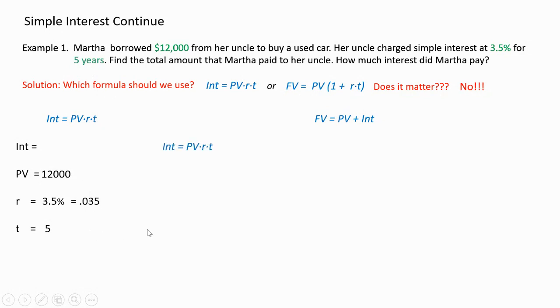So all we do is plug it into the formula. There's my present value, my interest rate, and my time. And use your calculator, and you got your response. So it's going to be 2,010.